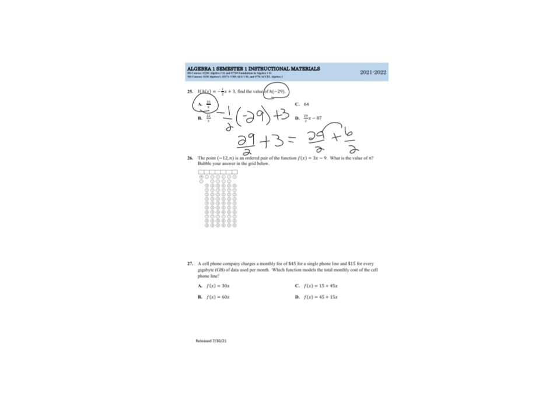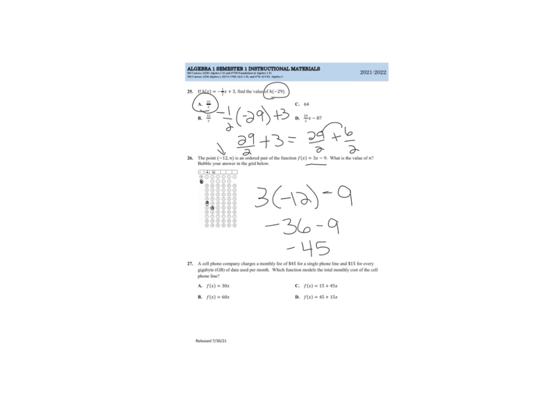All right, the point negative 12, n is an ordered pair of this function. What is the value of n? Well, they told me what x is. It's negative 12, so I'm just going to plug it in. 3 times negative 12 minus 9. 3 times negative 12 is negative 36. Negative 36 minus 9 is negative 45. So that's my answer, negative 45.